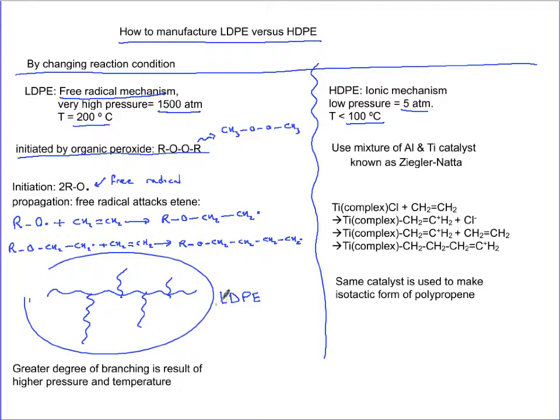low melting point, you're very flexible. And if you change the pressure and temperature, if you increase them, you will have more branching going and you will have softer and softer polyethylene.